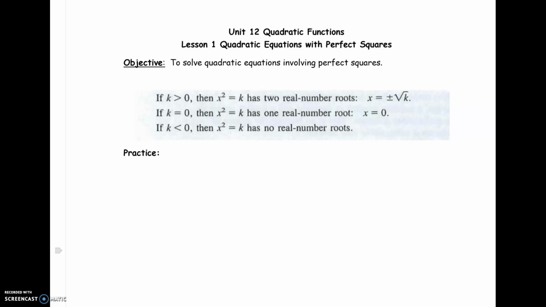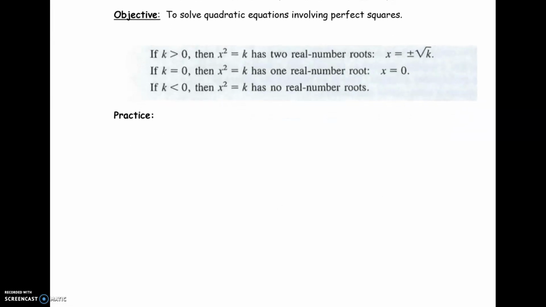There's three different lessons. One way is if you have quadratic equations with perfect squares, you can solve them that way. It's super easy. We're also going to look at solving quadratics by completing the square, which is pretty tedious, but it's something that you will use a bit in Algebra 2. And then also the quadratic formula, which many of you are used to. Okay, so let's look at the first lesson to solve quadratic equations involving perfect squares.